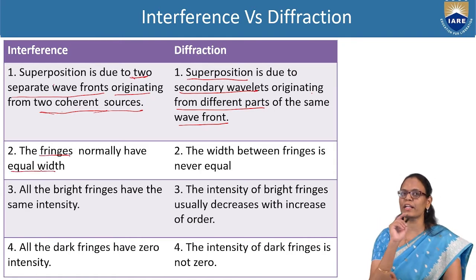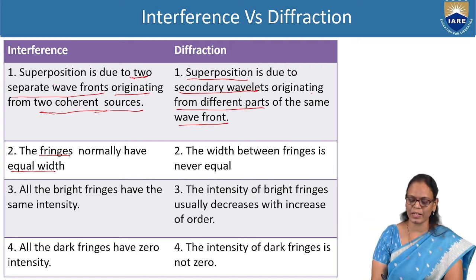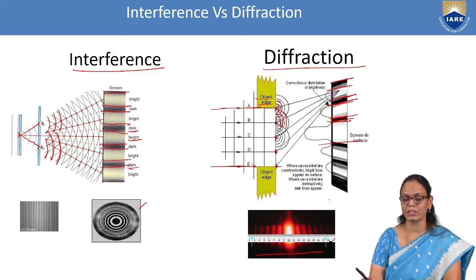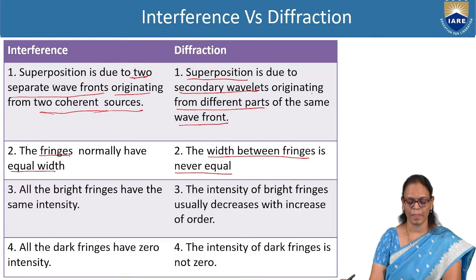In interference, the fringes normally have equal width. We have already derived expressions for the fringe width in interference, and we have seen that the fringe width is the same for bright bands and dark bands. But in diffraction, the width between the fringes is never equal. Even in the diagram we have seen, the width of the dark fringe is less but the bright fringe is more. And as you go away, the width keeps on changing and the intensity keeps on decreasing.